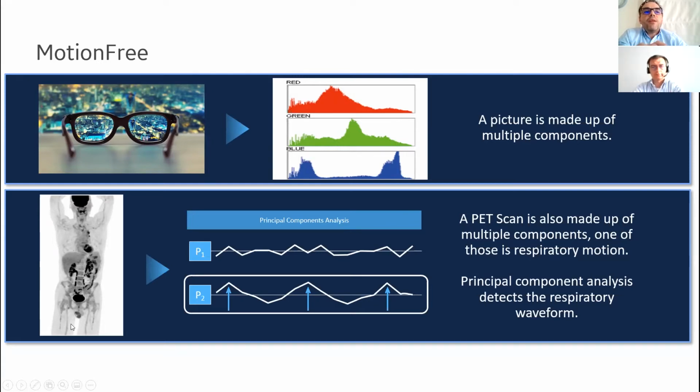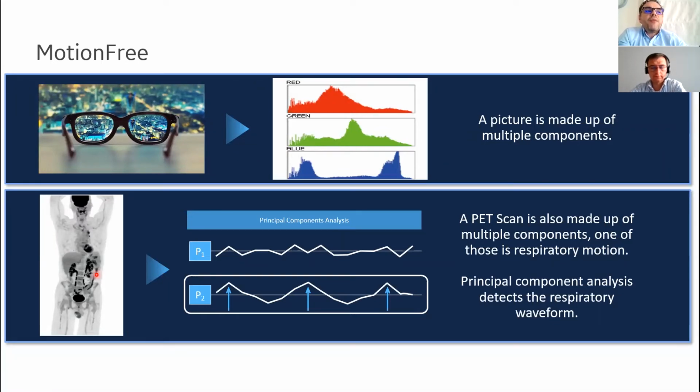In a 4D PET image, let me activate again the laser pointer. In a 4D PET image, of course, we don't have RGB components. We have location components, and we also have the time components. So respiratory motion, in essence, this is what I want you to remember. Respiratory motion is nothing more than a repeated movement of location data over time.